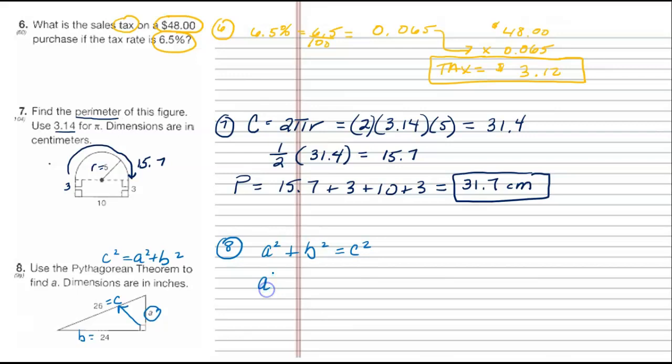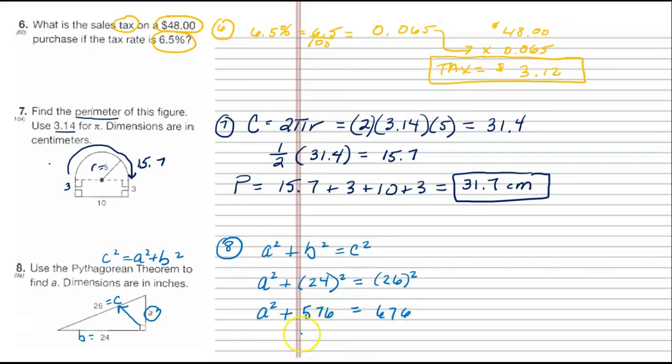A squared we don't know, so we're just going to hang on to it. B we know is 24. And c is 26. So let's go ahead and square these. So a squared we're still not doing anything with, so let it just hang out there. 24 times 24 is 576. And 26 times 26 is 676.